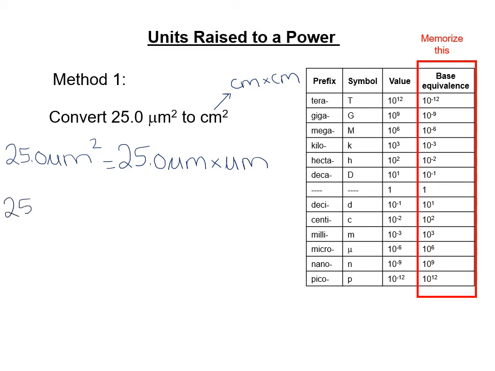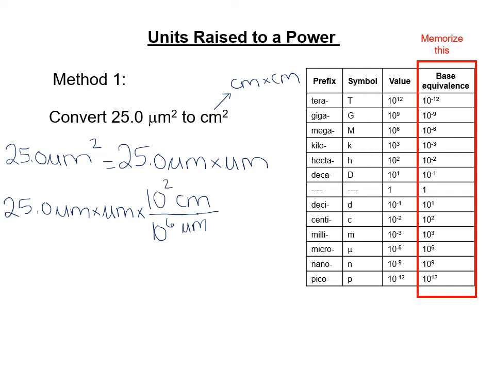So I start off with the 25.0 micrometers times micrometers. And first, I'll convert one of those micrometers. So the micrometer will go on the bottom. I'm trying to convert to centimeters, so centimeters will go on top. And from the chart, for micro, we have 10 to the 6th power. Remember, I'm using the base equivalence chart, not the value, but the base equivalence. For centimeters, I have 10 squared. So 10 to the 6th power for micro, 10 squared for centi.